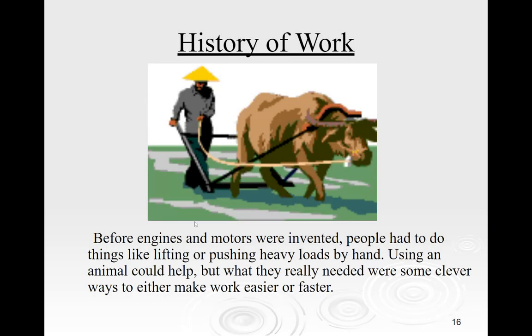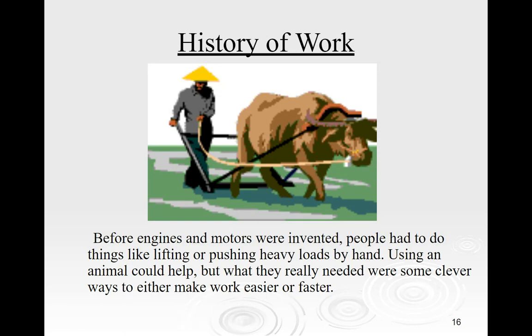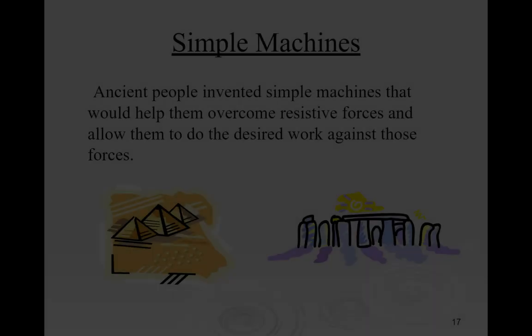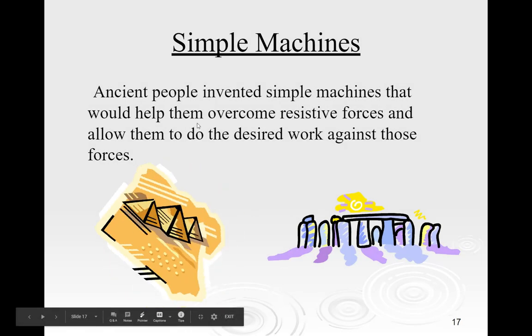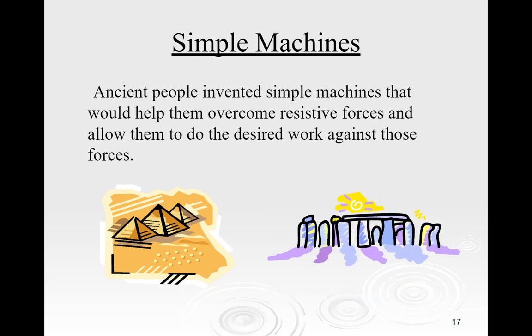All right, the history of work. Before engines and motors were invented, people had to do things like lifting or pushing heavy loads by hand. Using an animal could help, but what they really needed were some clever ways to make work easier or faster. So think about what we did yesterday. What are some ways that would make this sort of work easier? Simple machines, let's go. Ancient people invented simple machines that would help them overcome resistive forces and allow them to do the desired work against those forces.